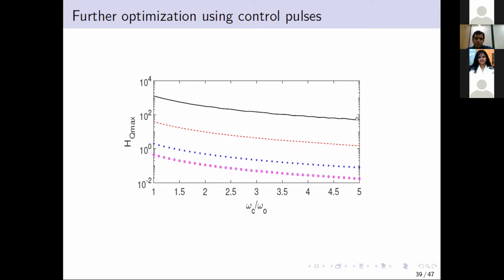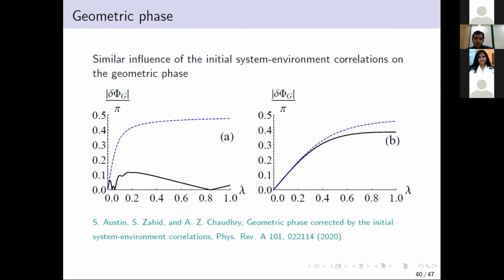Of course, there are lots of other details I'm skipping over. You have to figure out what the optimal measurements to perform are, how you can estimate the temperature as well, and the coupling strength as well. It's all there in the paper, you can read that, but that's essentially the gist of it. We also did another work, investigating the effect of the initial correlations on the so-called geometric phase. I'm just skipping this over. This is just an advertisement for that work. If you're interested, you can go there.